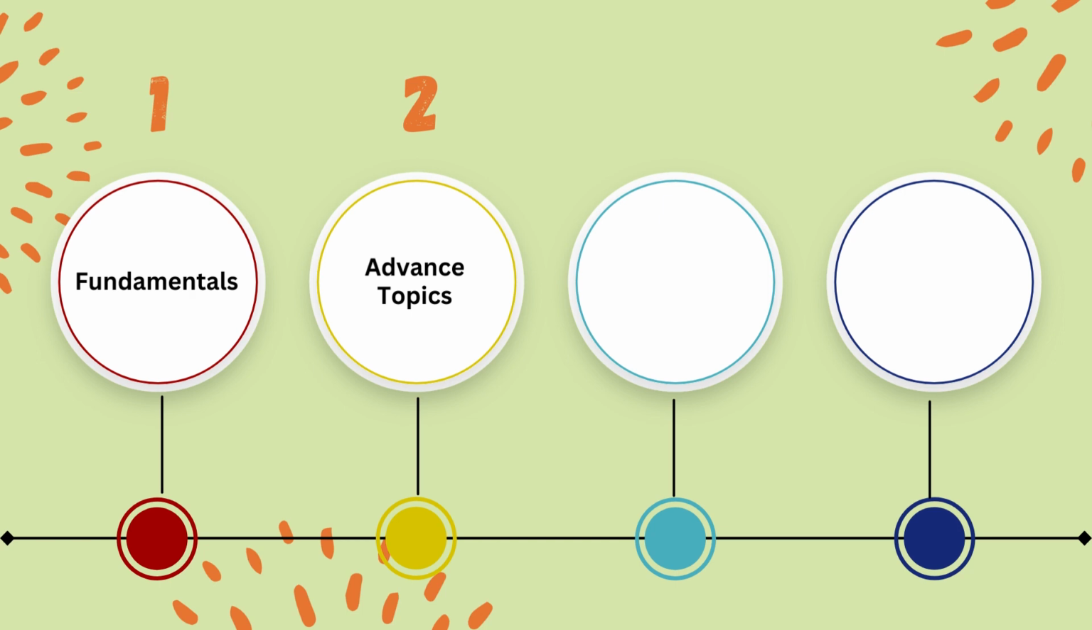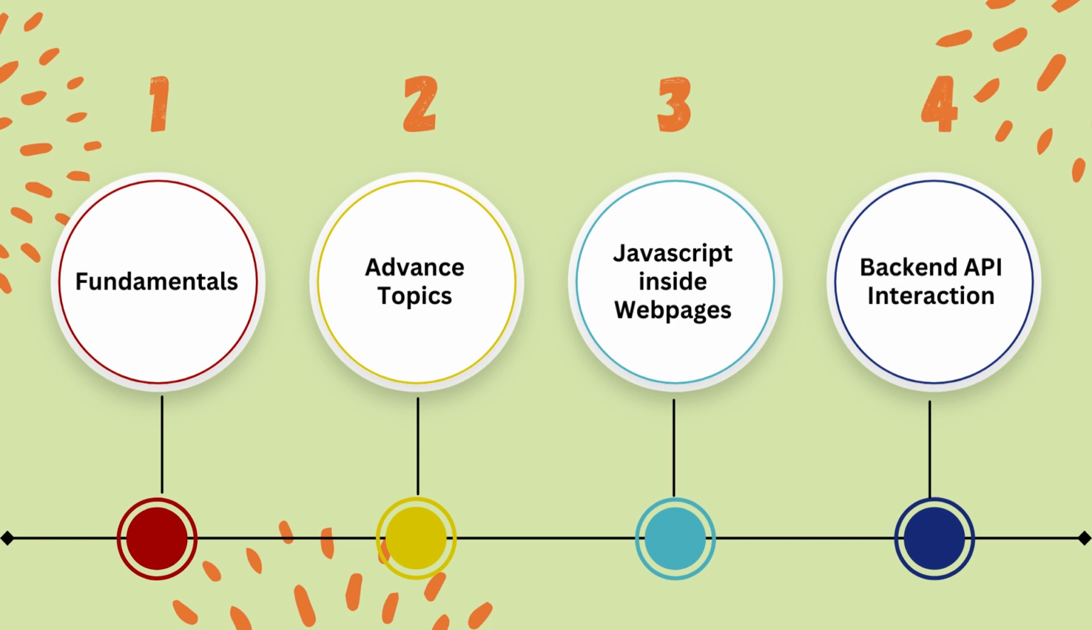And in the third part, we will see how web pages written in HTML take advantage of JavaScript to look dynamic. And in the fourth part, we will learn how to send and receive data from server. That is, how to make API calls. Now let's discuss in deep these 4 steps.